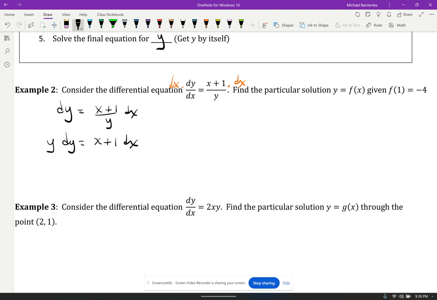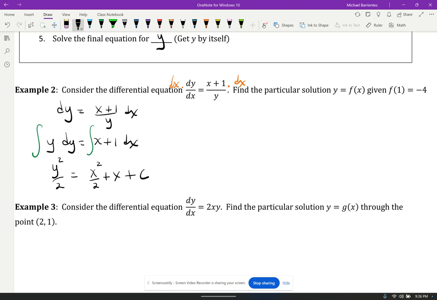Now we're going to take the second step. The second step is integrate. So we separate the variables, and now we integrate both sides. So we're going to take the antiderivative. The antiderivative of y dy would be y squared divided by 2 equals, the antiderivative of this would be x squared over 2 plus x plus c.